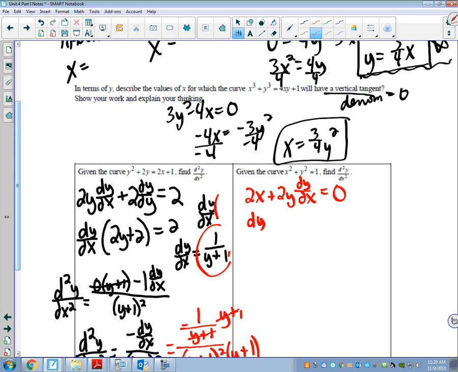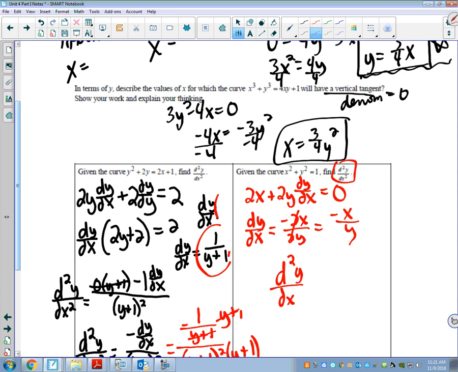So again, usually when they ask you to do a second derivative, it's not so bad. It's not as ugly as some of the other ones that we've done. I would subtract 2x over and divide by 2y. So I would get negative x over y. It's usually not super ugly, but it's usually a fraction, which means when you do the second derivative, you have to do the quotient rule.